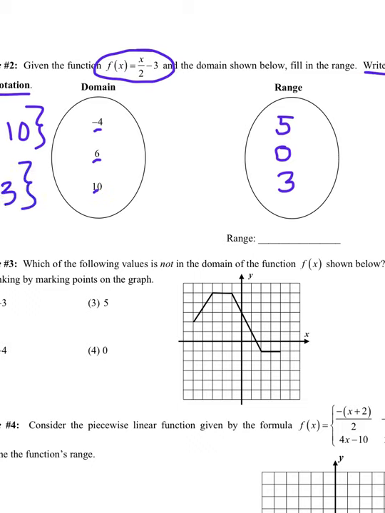And notice that the order didn't matter there. I put -5, 0, 2 instead of 0, 2, -5. It doesn't matter with a set of numbers. It's just kind of a collection of things. The order does not matter.